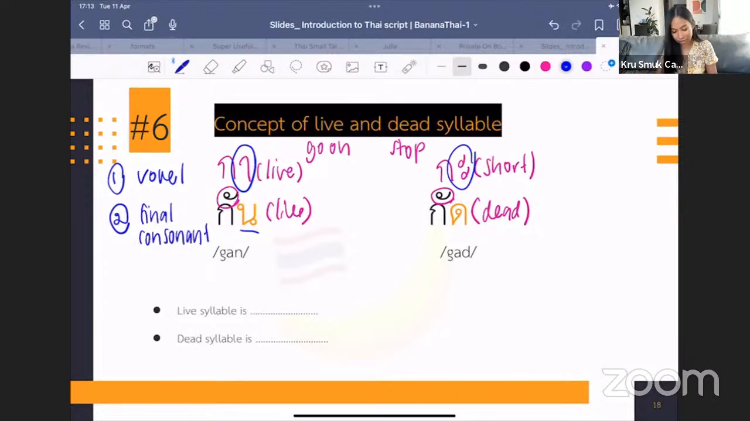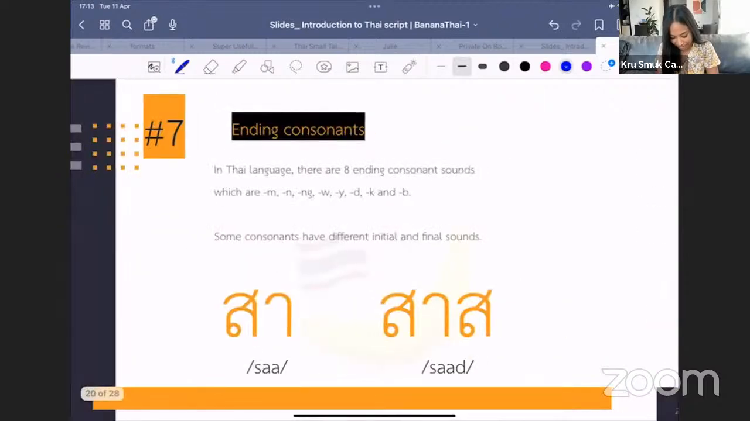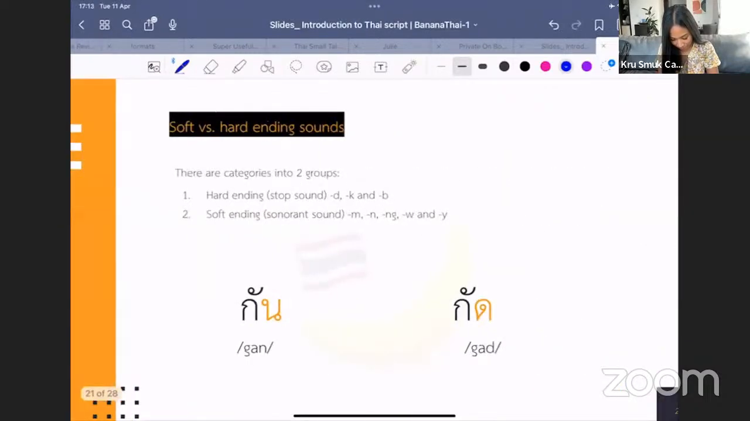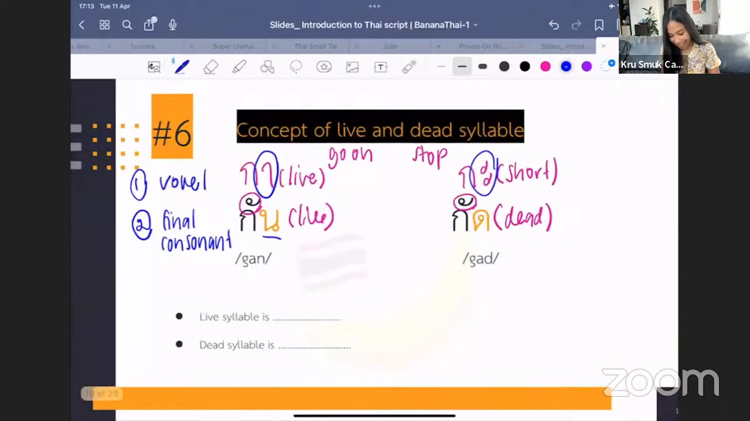So here you go. Learn the vowel. You have to learn the final consonant sound in order to determine whether it's live or dead. Okay? And why is it important? Why is it important? Because if it's different, as in if one is live and one is dead, the tones are also different.